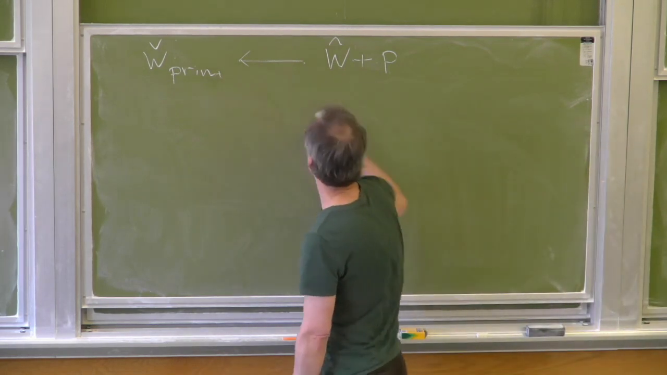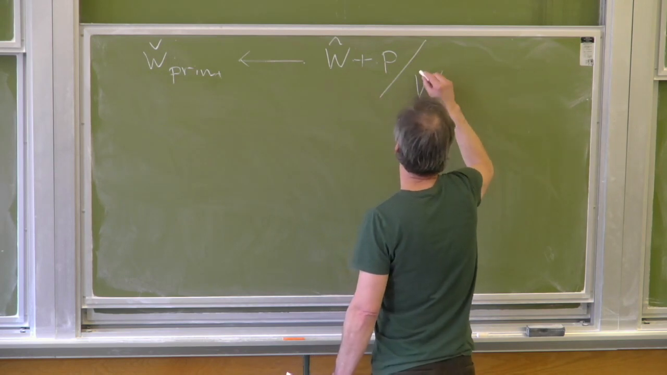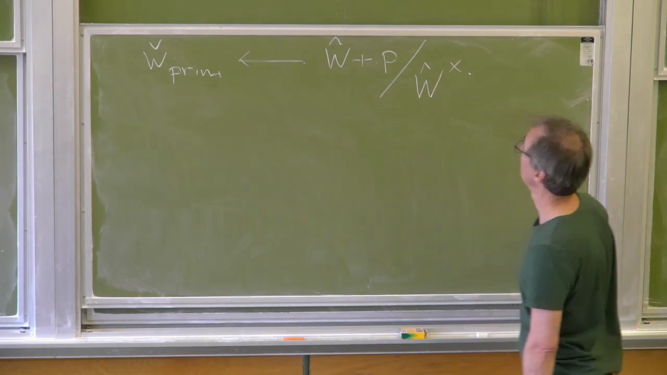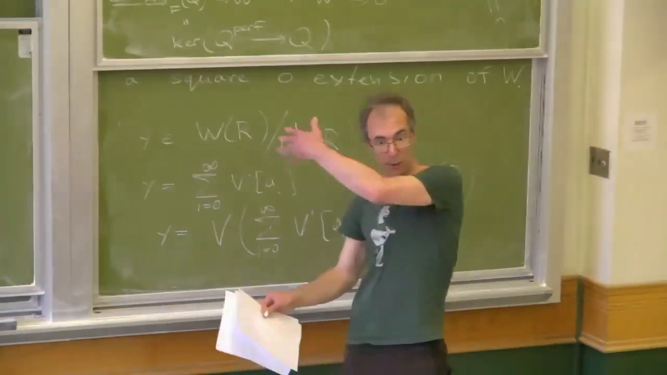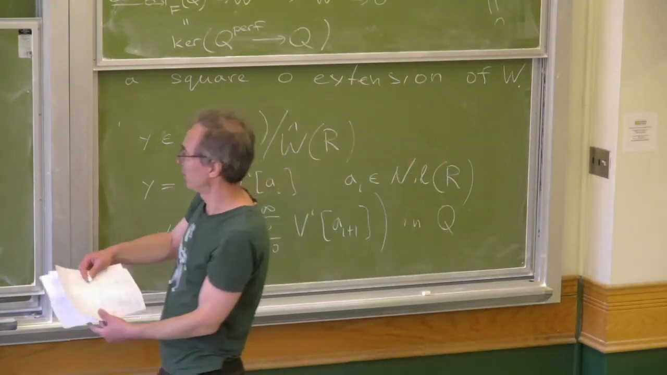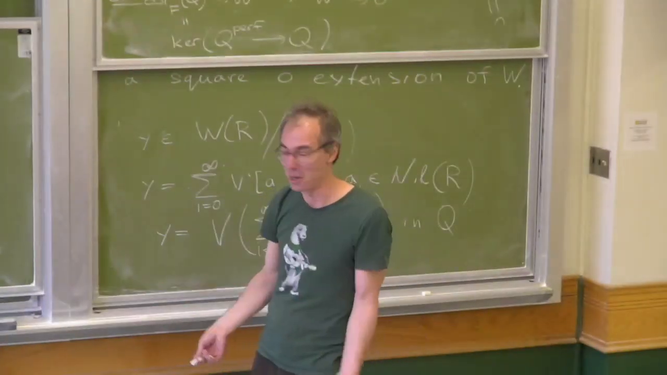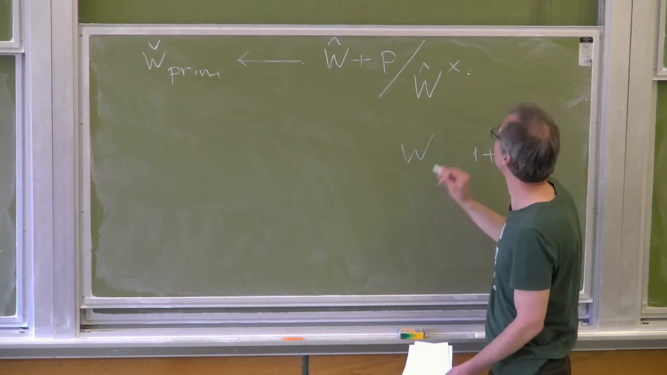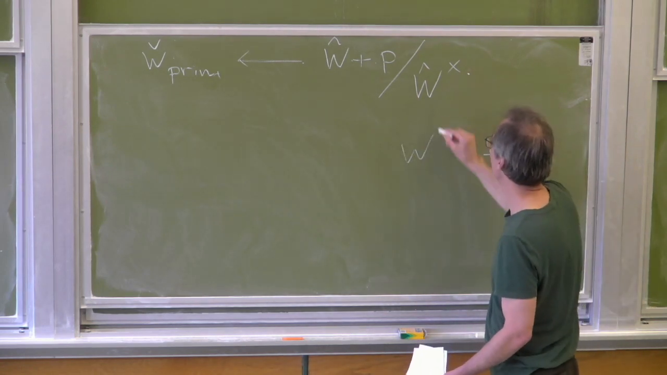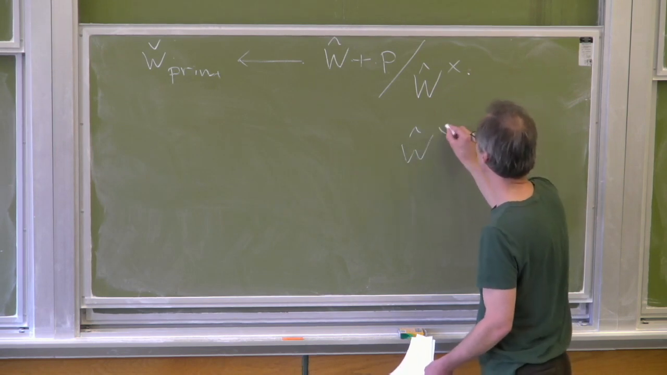Now I can mod it out by W cross, W hat cross. Again, this is a non-unitary ring, but I already said that you can take units of a non-unitary ring. You just, explicitly, take 1 plus W hat. But that makes sense for any non-unitary ring.